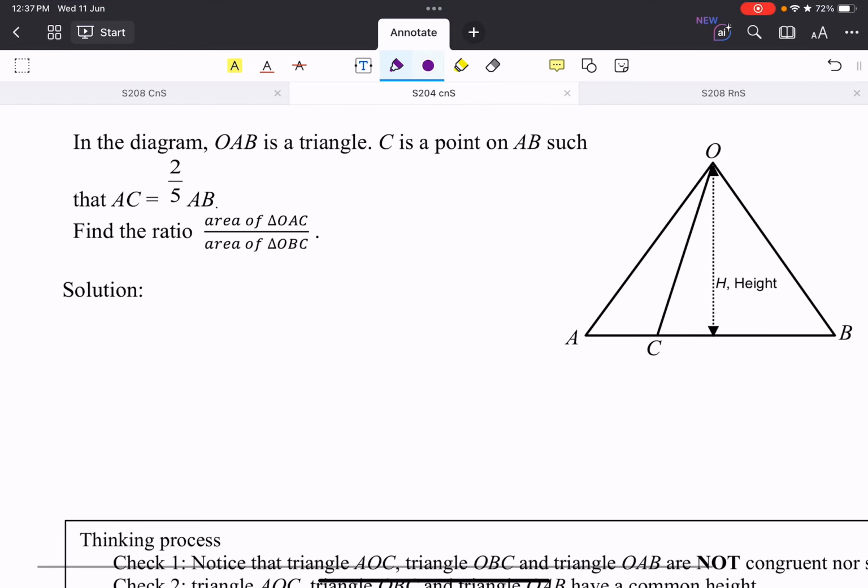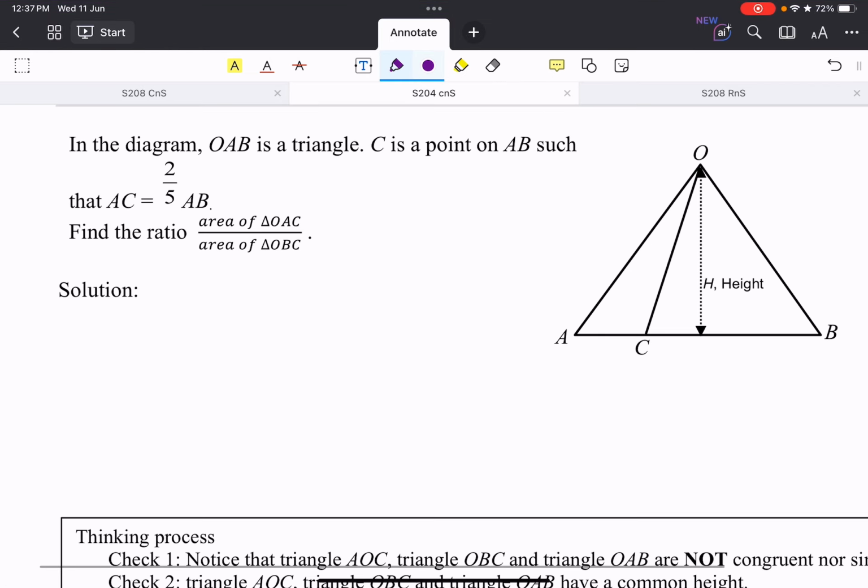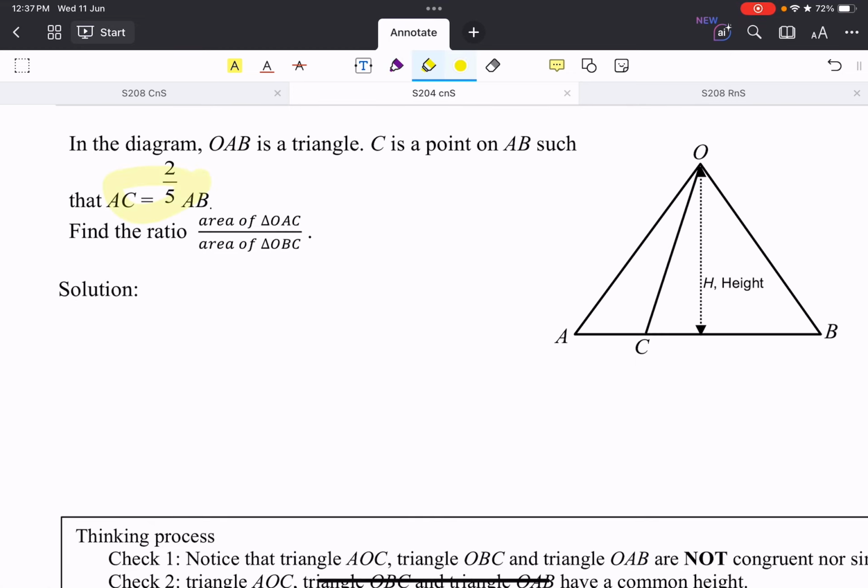In the diagram, OAB is a triangle, and we have triangles OCB and OAC, which all have the same height. What we want to do is start again from what is given to us. AC equals 2 over 5 AB, so that means AC over AB is equal to 2 over 5.